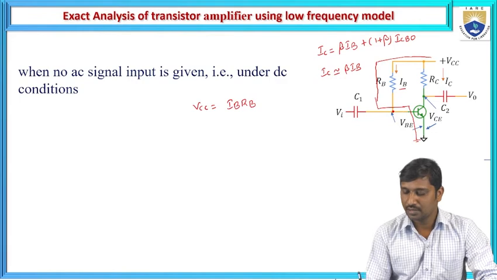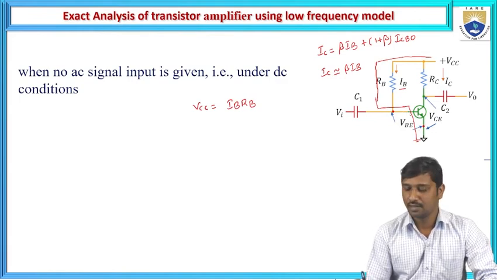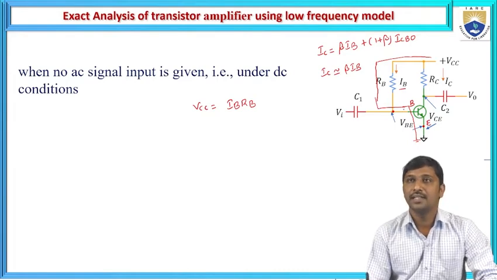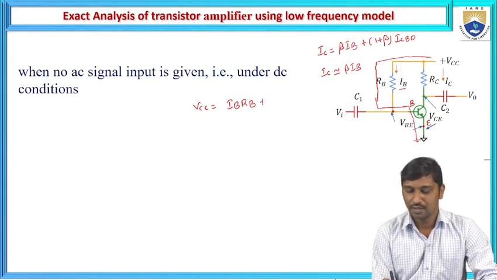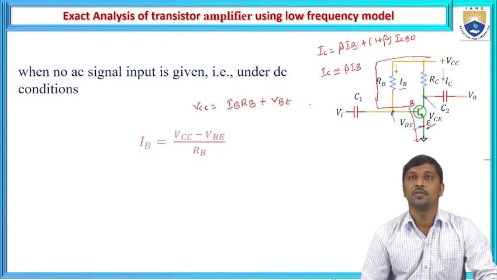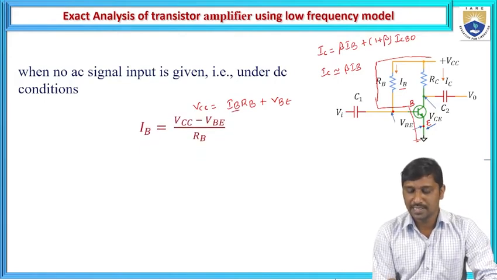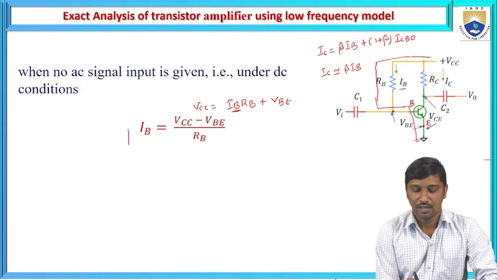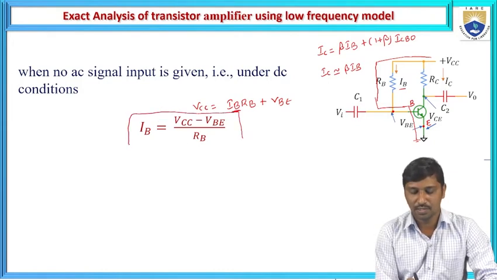Along with that, we know the potential difference between the base terminal and the emitter terminal is represented as VBE. Hence, VCC is equal to IB times RB plus VBE. From this equation, we need to find out how much base current flows. So we take this outside, and it becomes (VCC minus VBE) by RB. This is the base current that flows in the network.